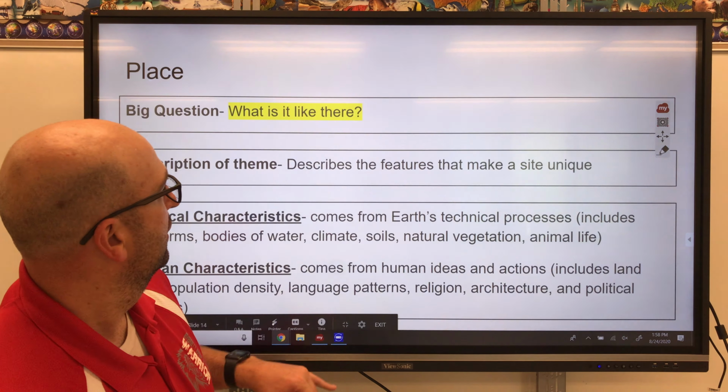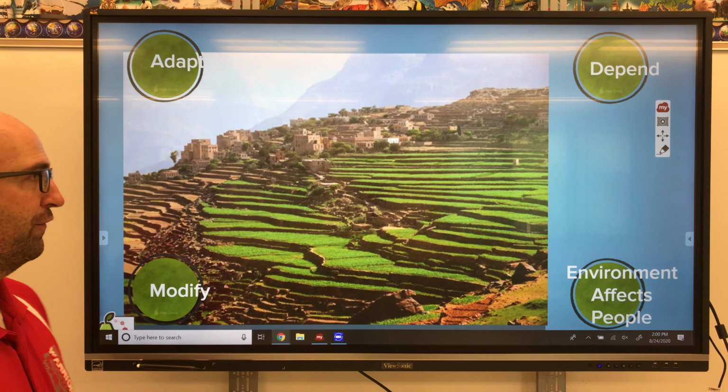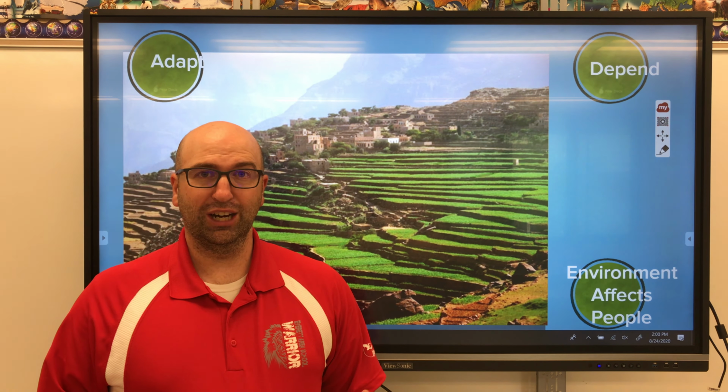So on the next slides, I have some pictures, and we're going to see if we can determine whether these pictures are showing whether we've depended on the environment, modified the environment, or adapted to the environment. So the first one, as we look here, we can see that we as humans have dug out and made these terraces along this hillside. So if we've dug out and changed the landscape, that means that we have modified this landscape for our needs. So this picture is showing us modifying the environment.